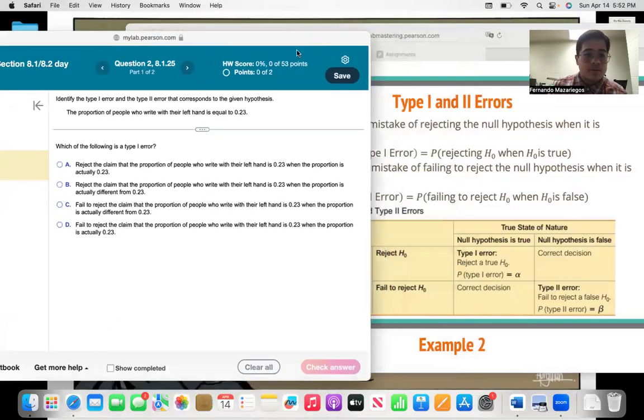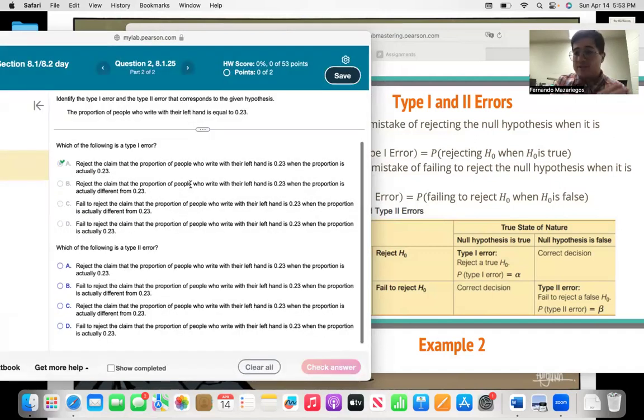So the claim is that the proportion of people who write with their left hand is equal to 0.23. So what is a type 1 error? That would be rejecting the null hypothesis when that is actually true. So let's try to look that in our options. Reject the claim that the proportion of people who write with their left hand is 0.23 when the proportion is actually 0.23. So notice this describes exactly what we have in the definition of a type 1 error. We reject the fact that that proportion is 0.23. So we're saying that's not it, but it is actually it. So that is the error, okay? That is a type 1 error.